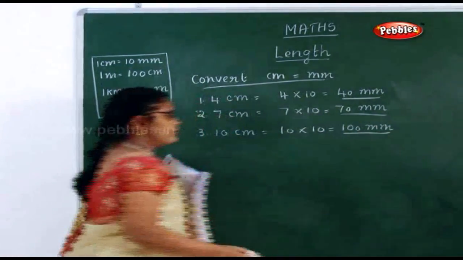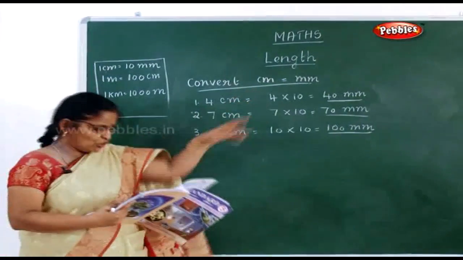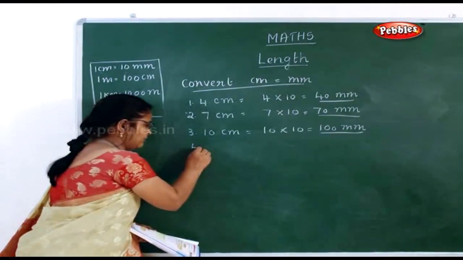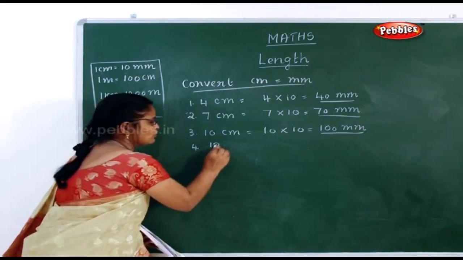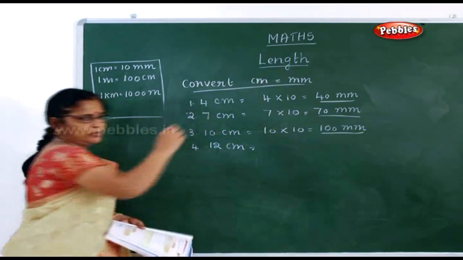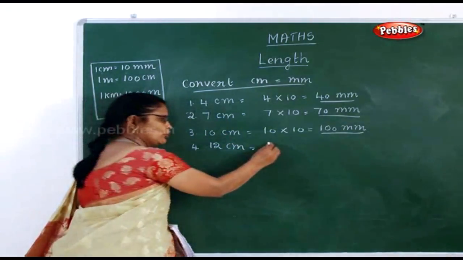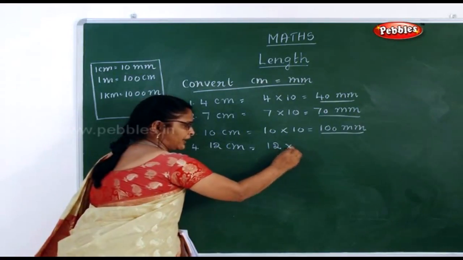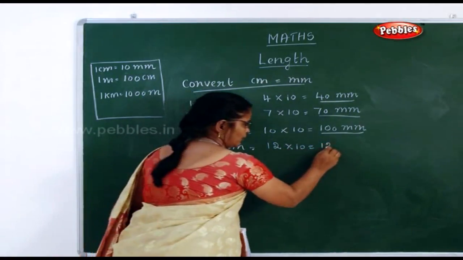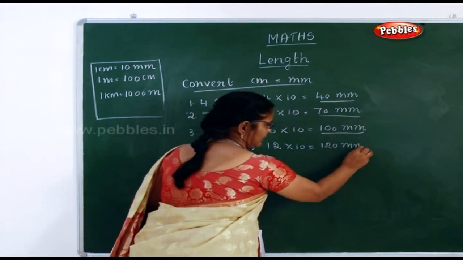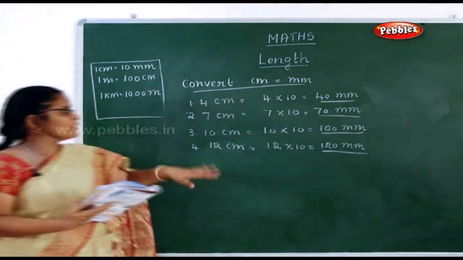So this is how you have to convert the centimeter into millimeter. There is one more sum. Just tell me how will you do this 12 centimeter? Same way, you will do 12 into 10 equal to 120 millimeter. So this is how you will do your sums.